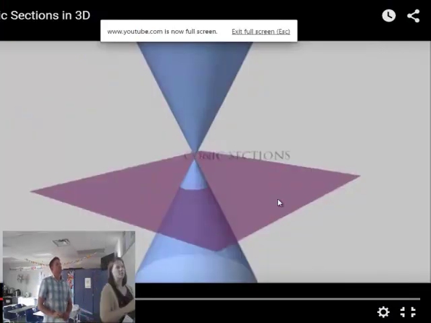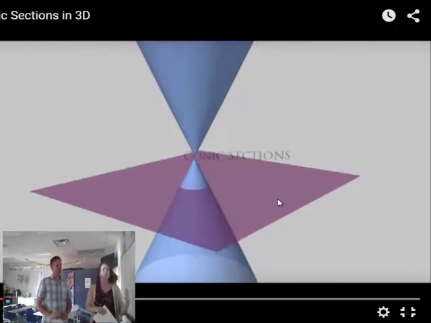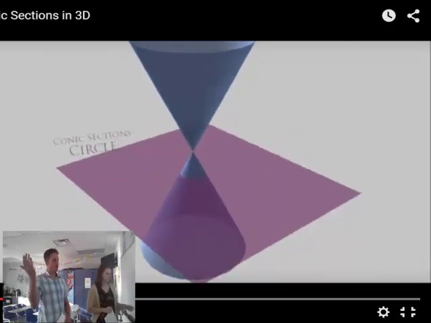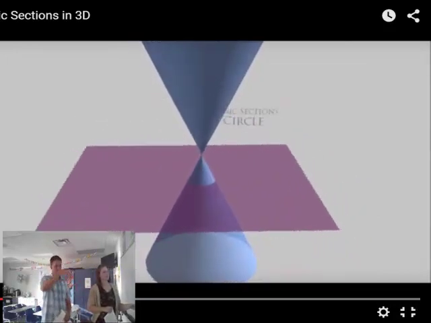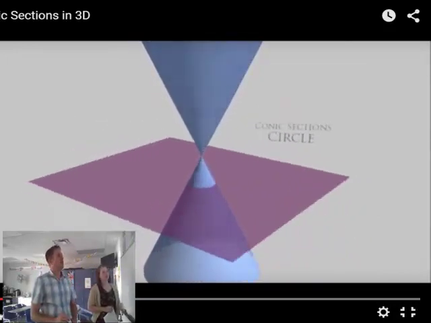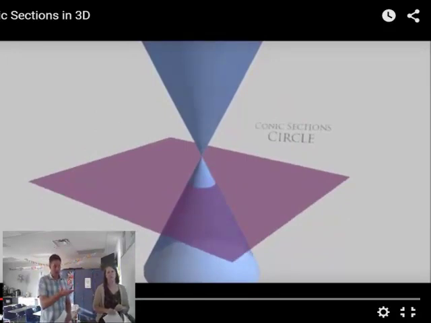I'm going to push that button so we can see it better. We have the blue cone on the top and a blue cone on the bottom. We're going to slice up some cone here. When we slice our cone, to get a circle, how do we slice? For our circle, we slice perpendicular to the height of the cone, which is equivalent to being parallel to your base.